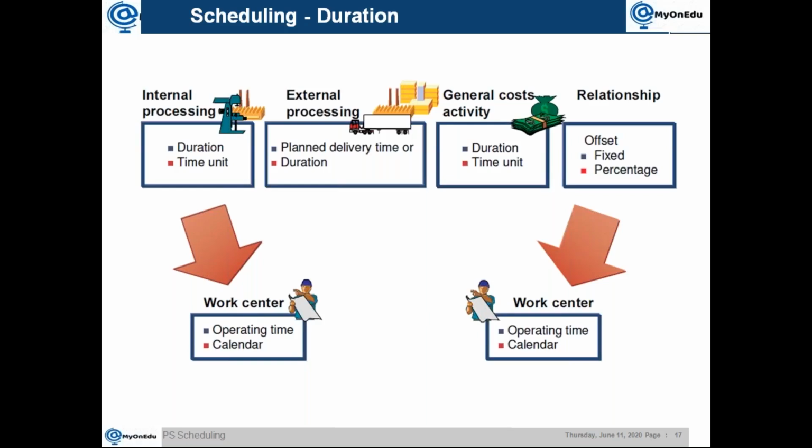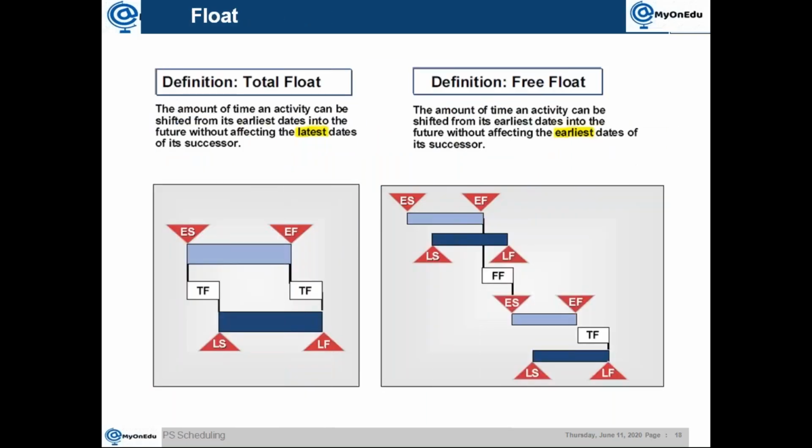Then we have general cost activity. If you are using it, this is also considered the duration and time unit. Then similarly, the relationship also, you can assign a work center and decide the operating time, because in the relationship there is a functionality, we call it fixed or offsetting to a certain percentage. You want to offset this relationship because there is a concept of lead lag. I will come to that one later. So there is an option to assign a work center to the relationship, then that work center can decide what the durations are for that.